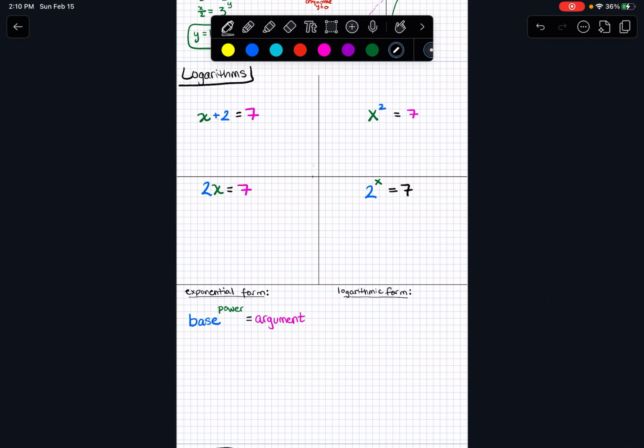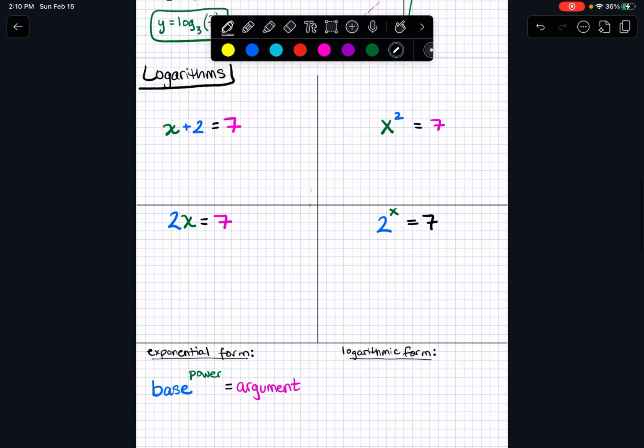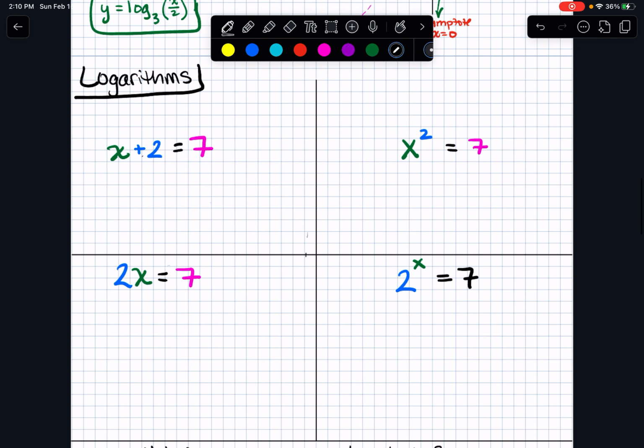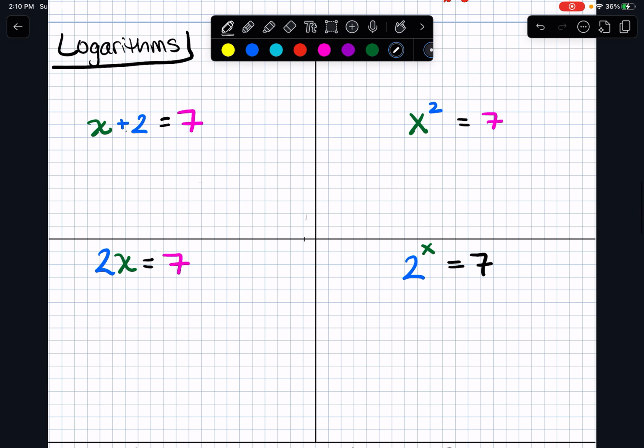Hi everyone, in this video I'm going to summarize how you can use logarithms to isolate a power. So first, at the top here, let's review what an inverse operation does in general. So I have x plus 2 equals 7, x squared equals 7, 2x equals 7, and 2 to the power of x equals 7.